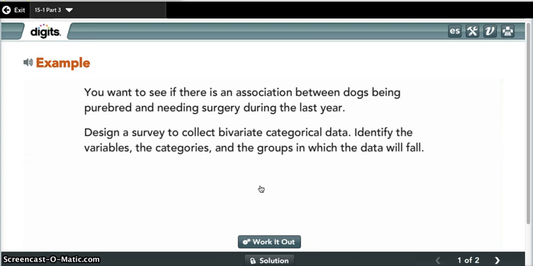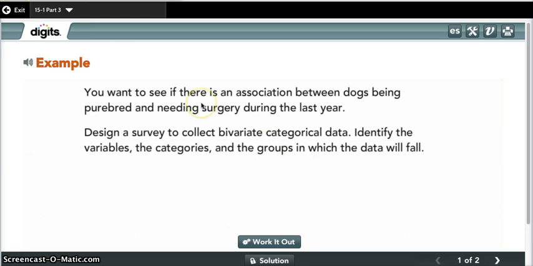All right, so we are going to jump into example 3 here. It's saying you want to see if there's an association between dogs being purebred and needing surgery during the last year. So first, is the dog purebred? And then the question would be, did they need surgery? So design a survey to collect the categorical data. Oops, I just gave away the answer. So identify the variables, the categories, and the groups into which the data will fall.